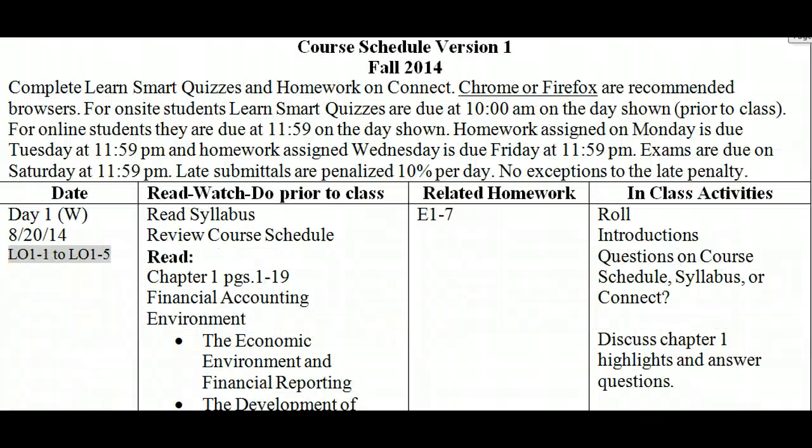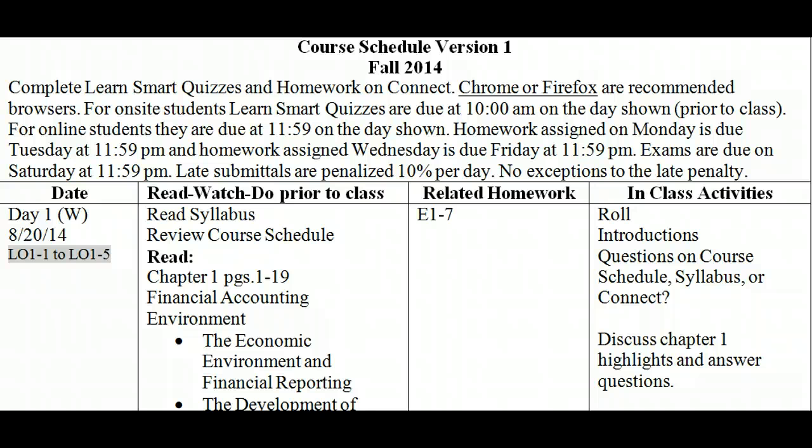Let's take a little bit of a look at what's on the schedule. Notice that there are columns: date, read, watch, and do prior to class, the related homework, and in-class activities. I want to talk about each of those. The date will show, first of all, the day we are in the semester, and for your information, there are 30 days in a given semester. So this will be day 1.